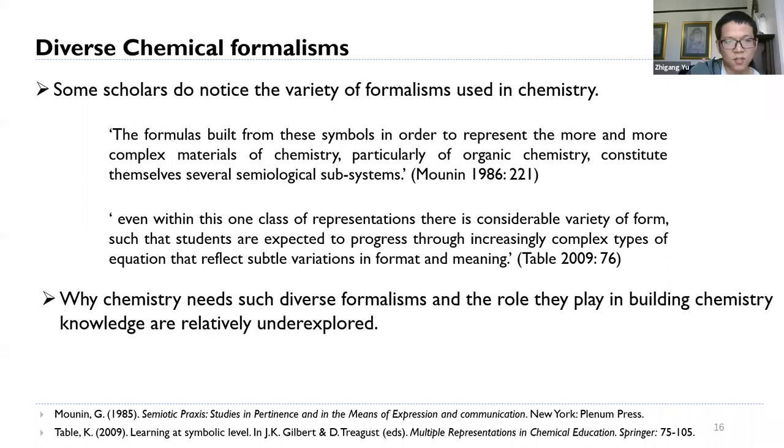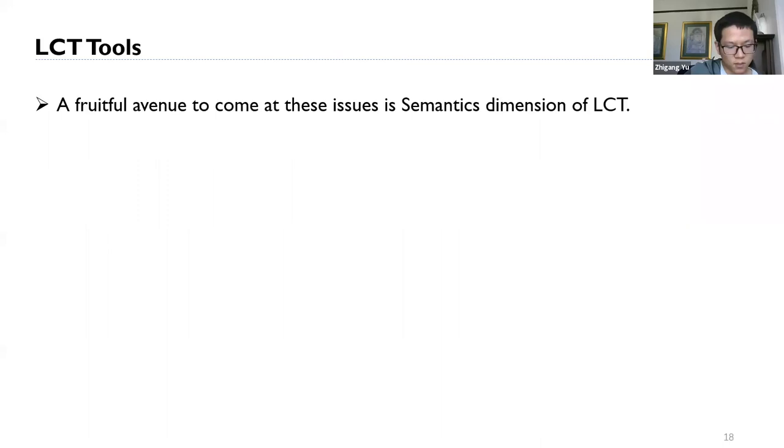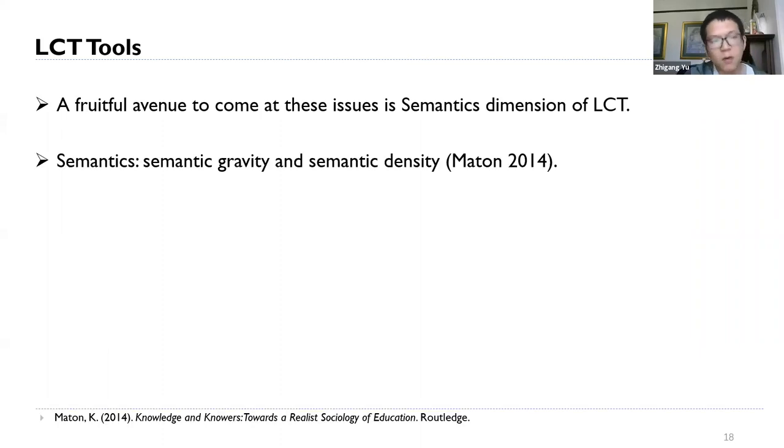So due to this, today I'm mainly looking at why chemistry needs such diverse formalisms and what their roles are in building chemistry knowledge. A fruitful avenue to come at this issue is the semantics dimension of LCT, because it helps reveal the development of formalisms, complexity, and the context dependency when building knowledge. As we know, semantics includes two crucial concepts, semantic gravity and semantic density.